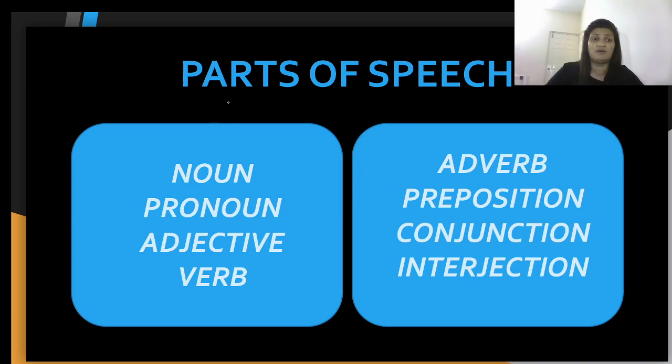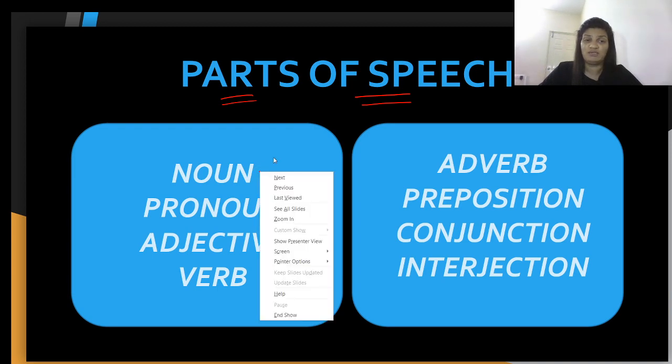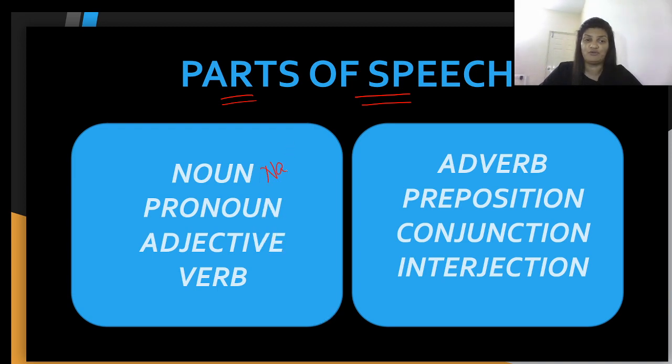Next, we learned about parts of speech. We have 8 parts of speech, and number 1 is a noun. A noun is actually the name of a person, place, or thing. And then we have pronouns like he, she, it, they, etc. These are the replacement of nouns. And then you have adjectives which describe the noun.